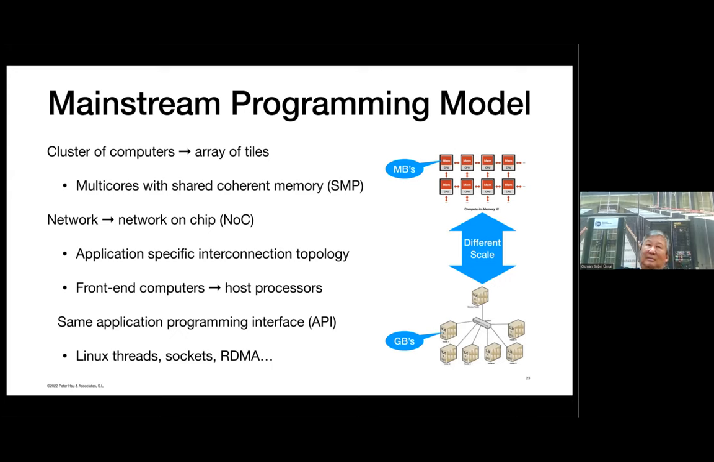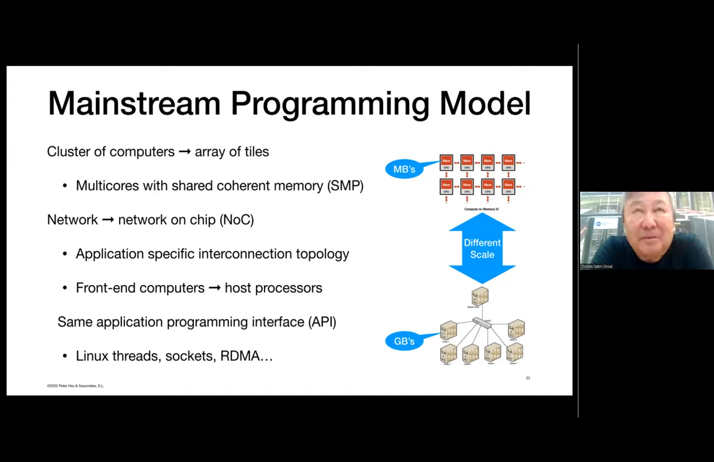So the big difference between this cluster of computers on one chip versus your regular cluster is a matter of scale. Whereas in your normal server cluster, each node has gigabytes of memory, we only have megabytes of memory per node. Each tile has 8 megabytes of memory, so it's like 1,000 times smaller scale. On the other hand, we have lots and lots of nodes. A 1,000-server cluster is quite a big cluster in normal life, but we put it all on one chip.